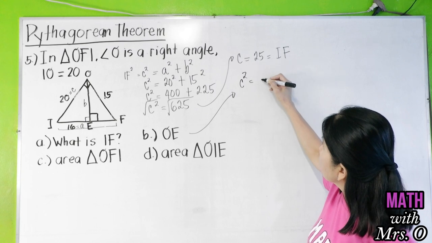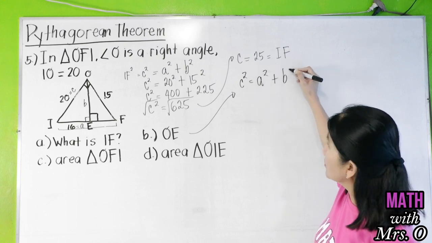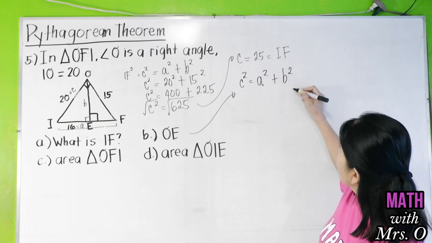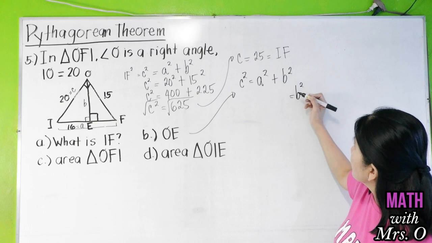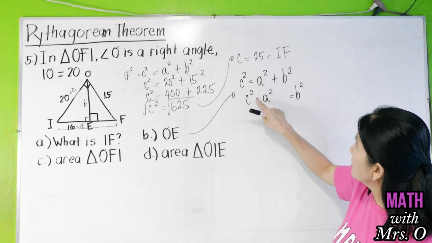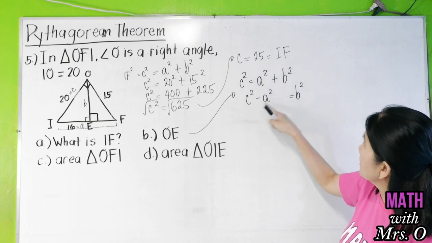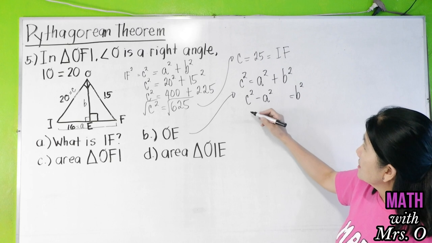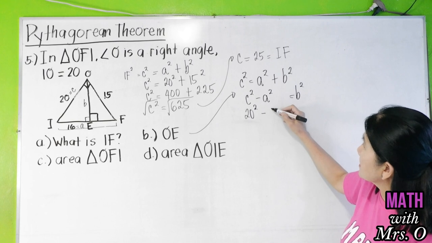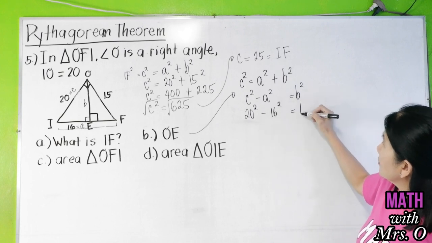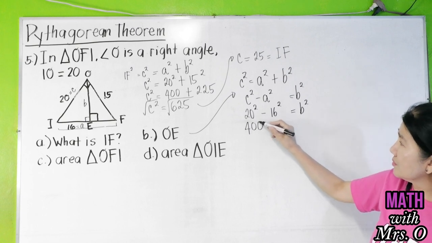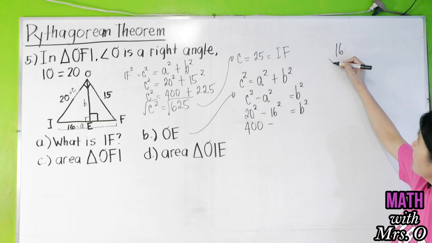C squared is equal to A squared plus B squared. But B squared is unknown. So we have here B squared is equal to C squared minus A squared. Transpose A to the other side. There, we have this. C squared is 20 squared, minus A squared, A is 16 squared, is equal to B squared. 20 squared is 2 times 2, 4, then 2 zeros. 16 squared, 16 times 16.